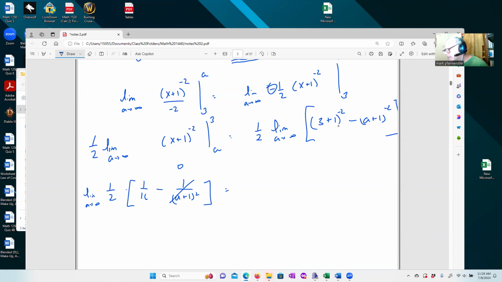So we actually just end up with 1/2 times 1 over 16. No more limit, we evaluated it. It's just going to be 1 over 32, and we're done. That's how you evaluate an improper integral.